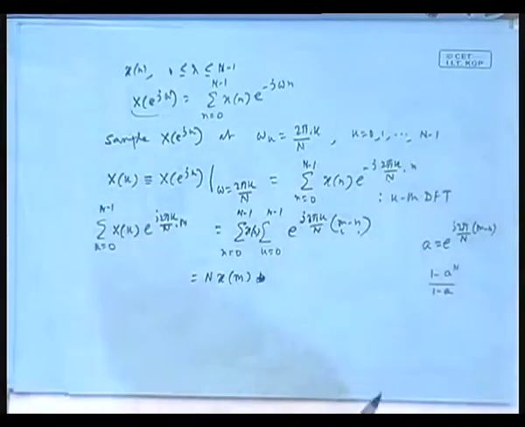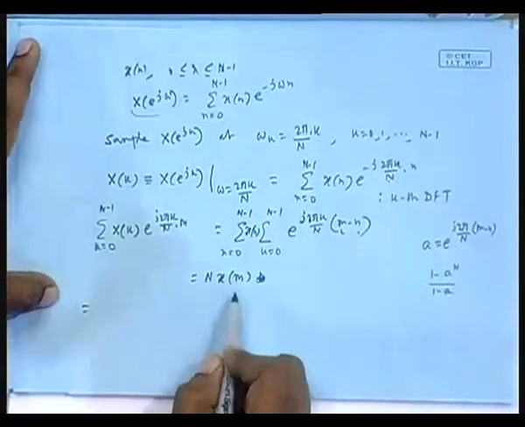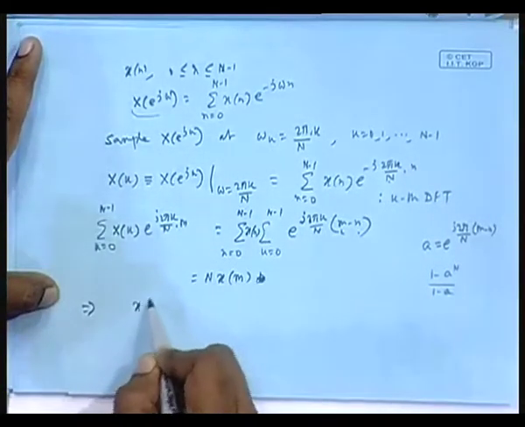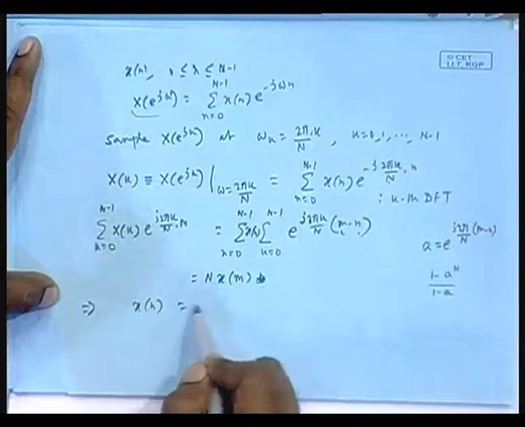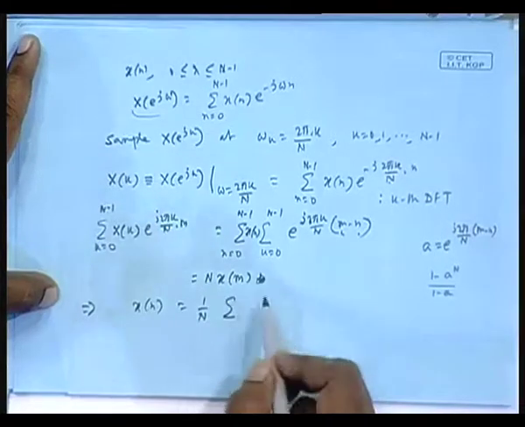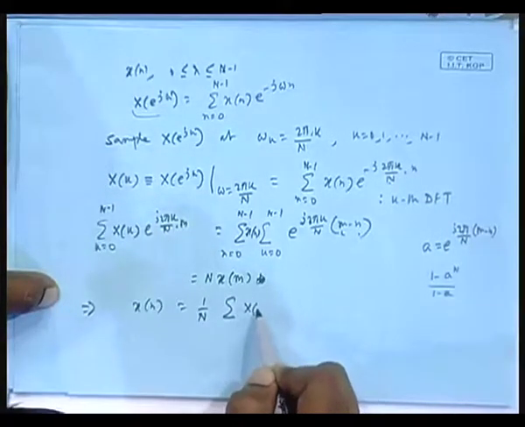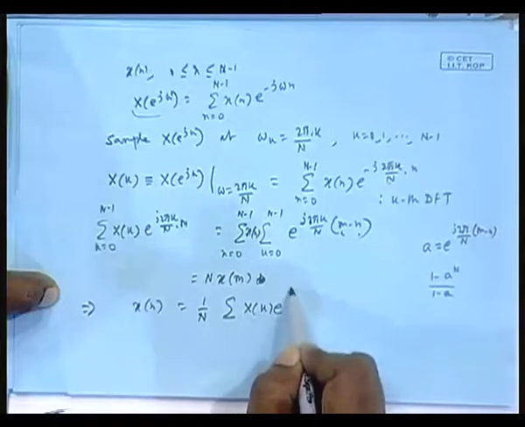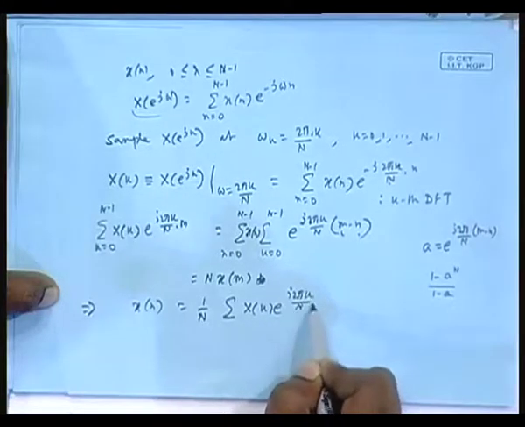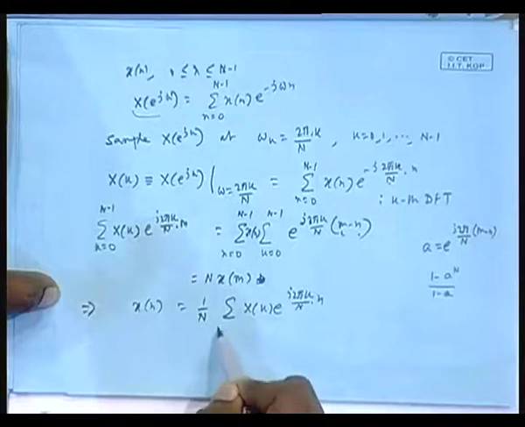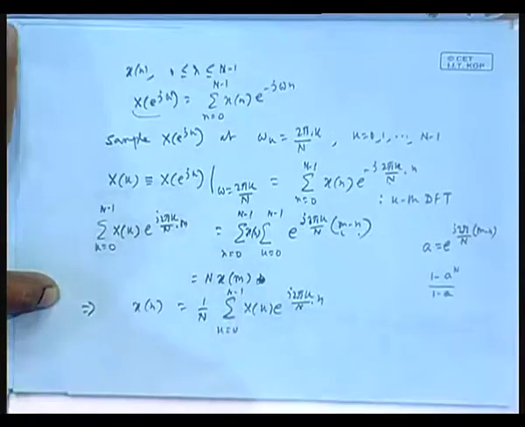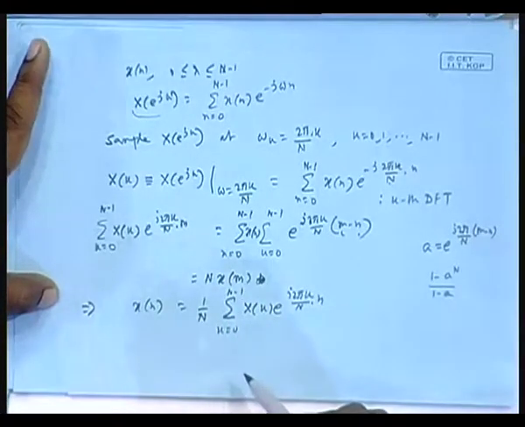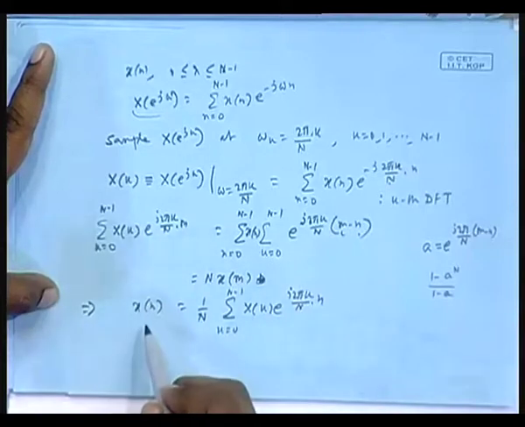But mathematically you can see it is 0. So, that means instead of small m, now I write the general form for any x n. Any sequence x n is 1 by n times this. This is called the inverse DFT formula. From the DFT coefficients, how to get back x n.